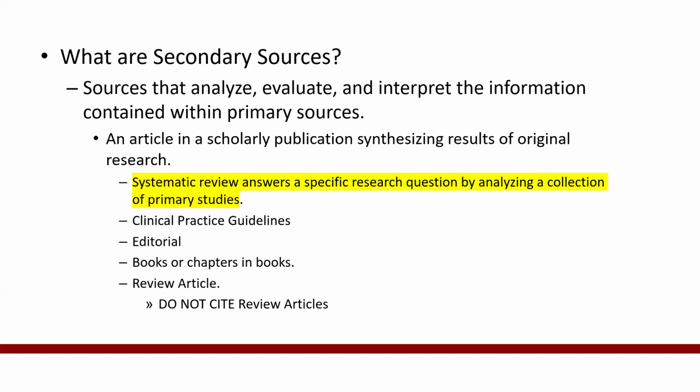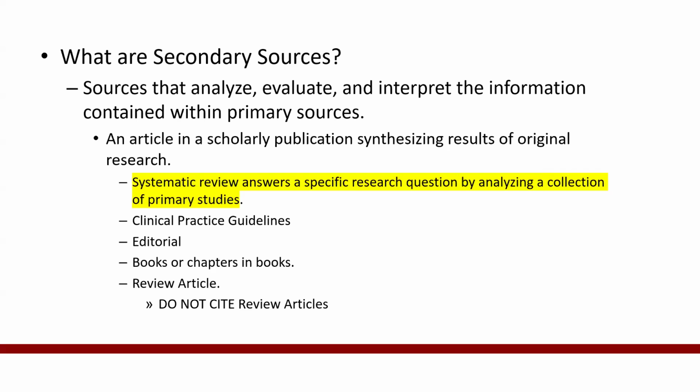What are secondary sources? Secondary sources analyze, evaluate, and interpret the information contained within primary sources. It can be an article in a scholarly publication, synthesizing results of original research. A systematic review is an example of a secondary source, which answers a specific research question by analyzing a collection of primary studies. Also a literature review or narrative review as a secondary source.